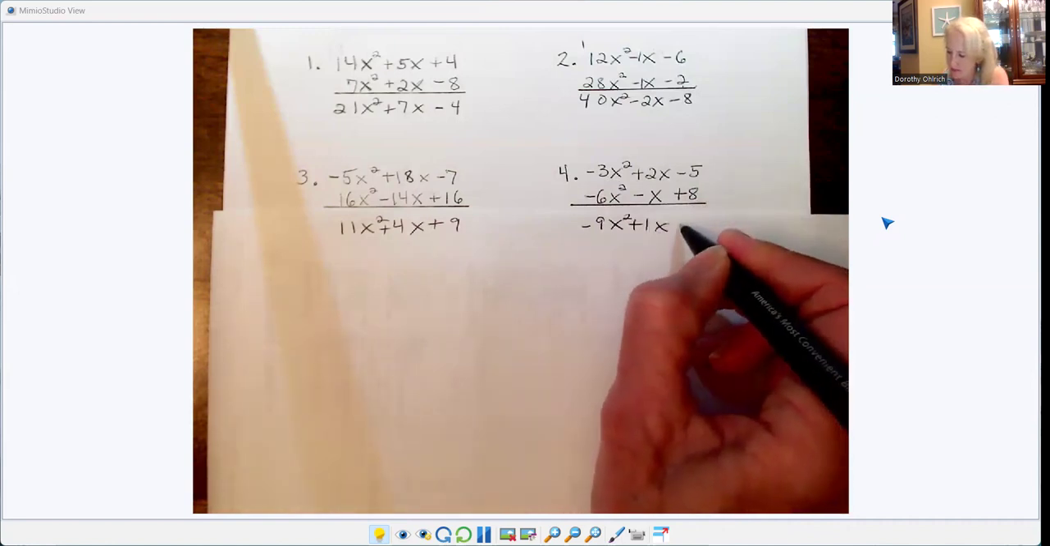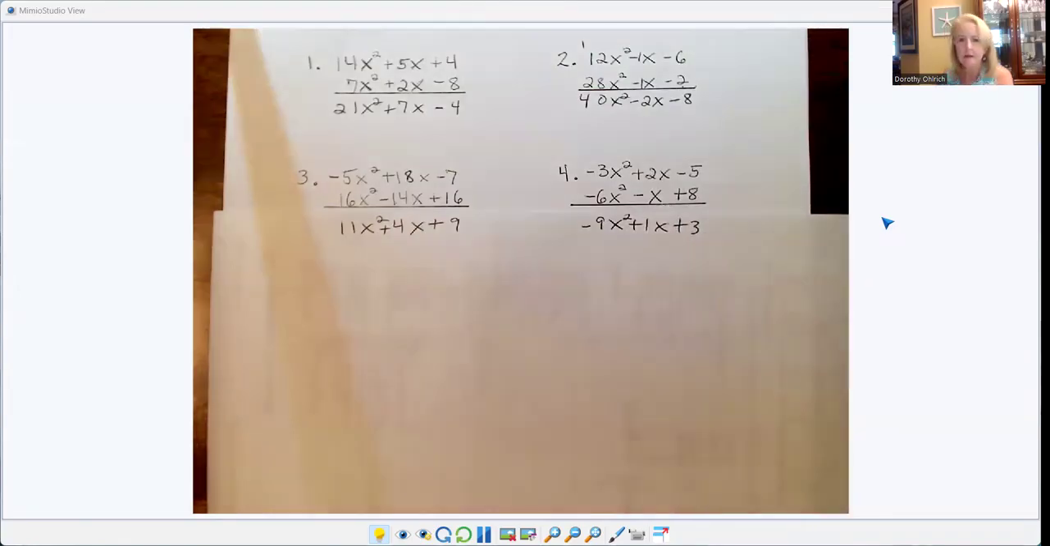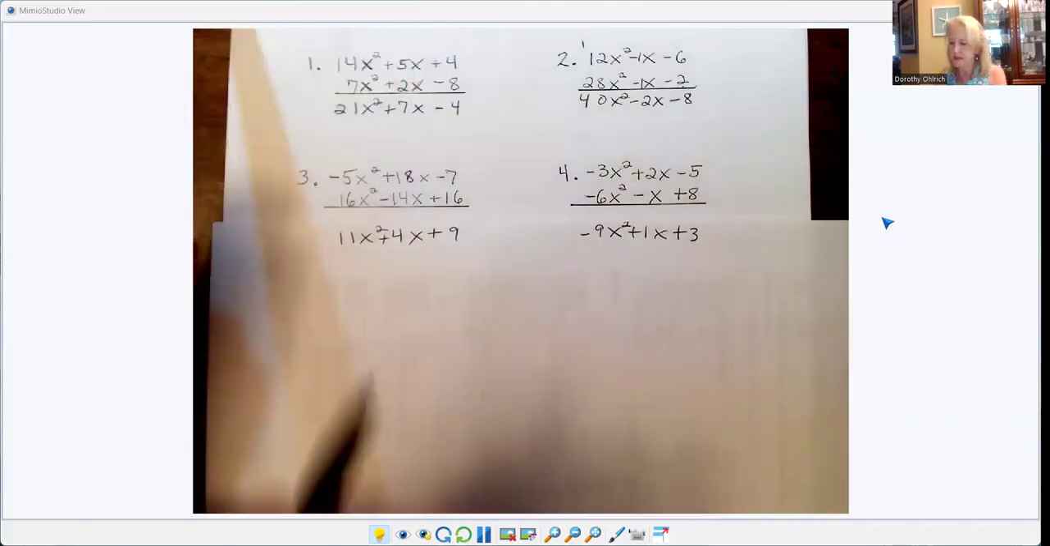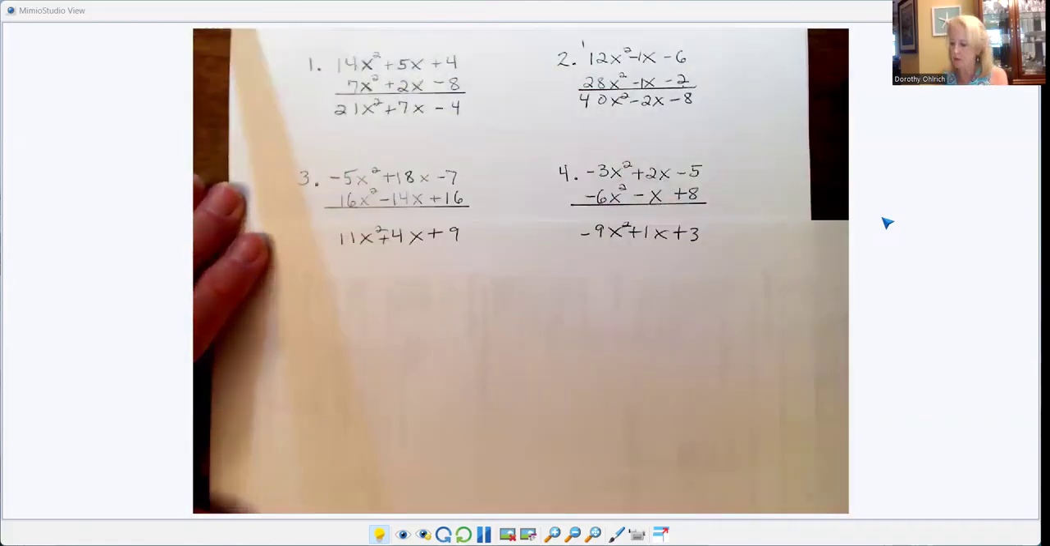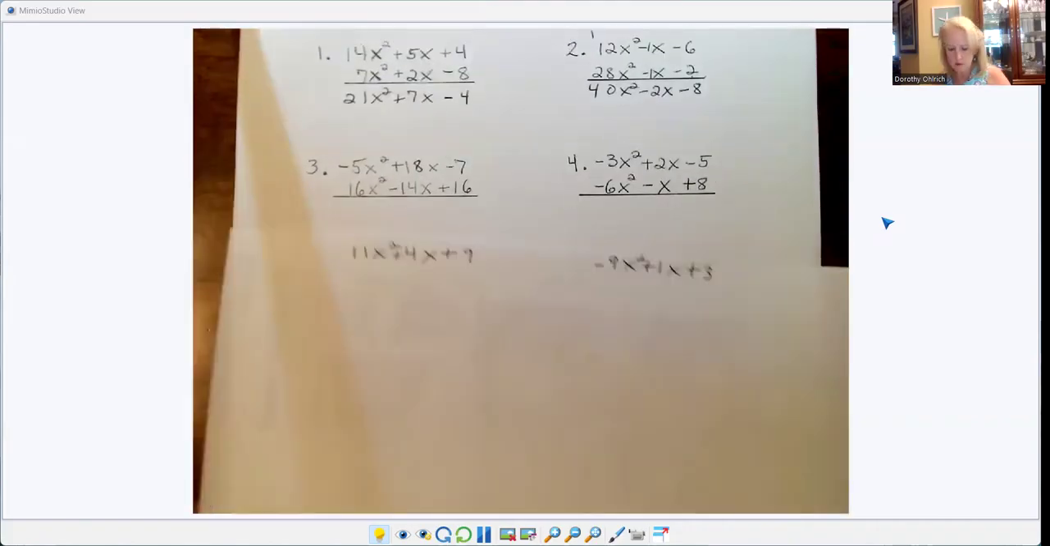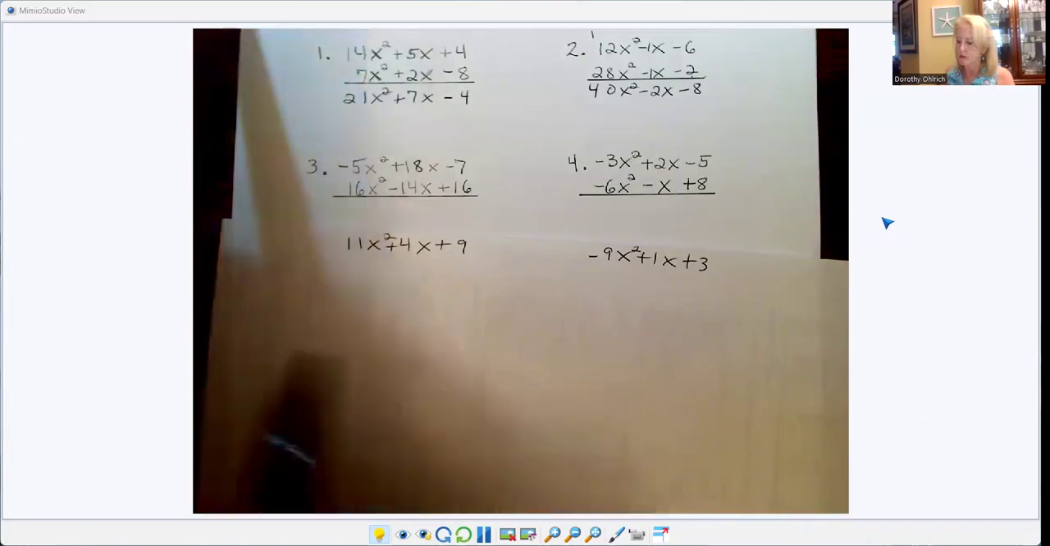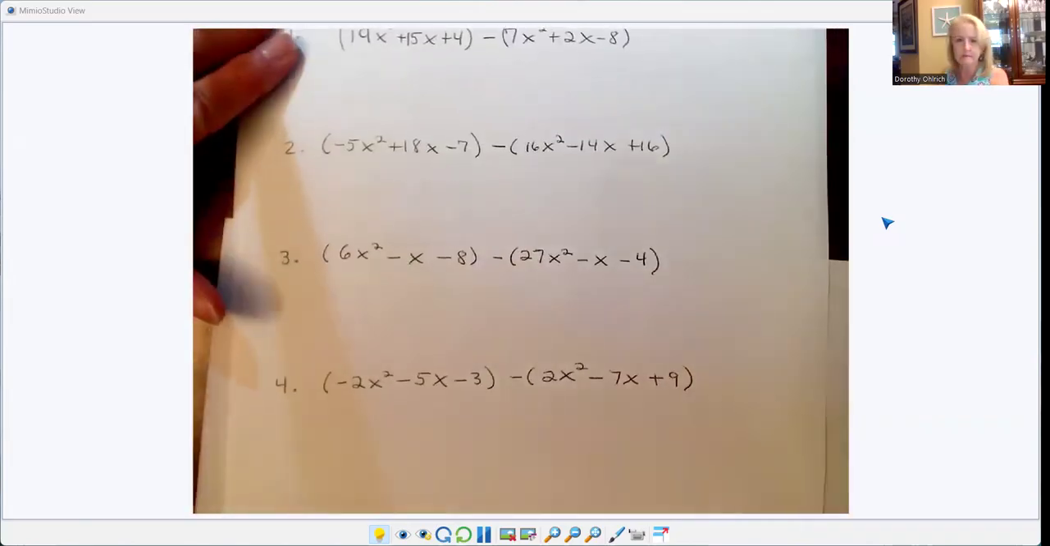And -5 plus 8 is the same thing as 8 take away 5. So these are adding, and they were put down like that. Sometimes you see them adding all the way across, but I want to show you what to do if you have subtracting polynomials. Usually they're set up like this.